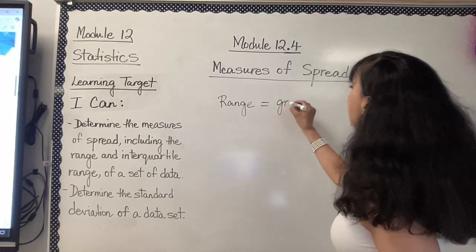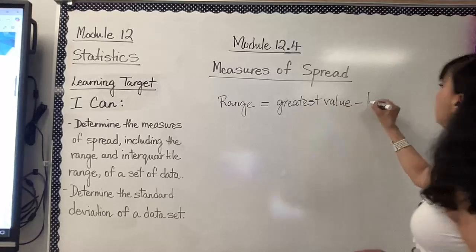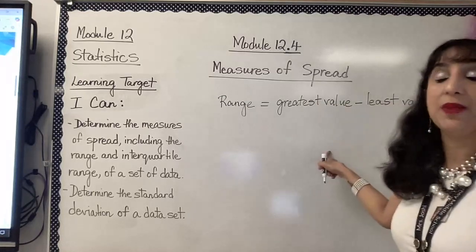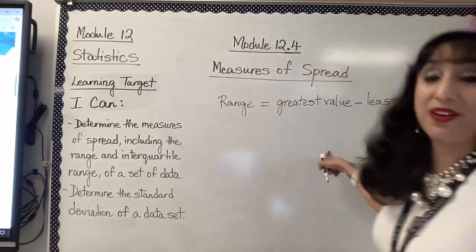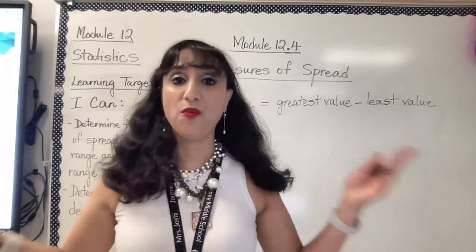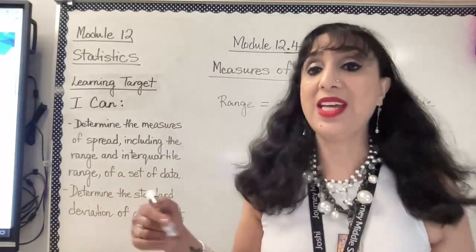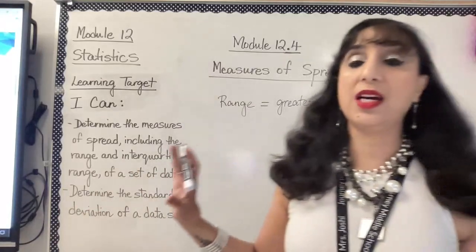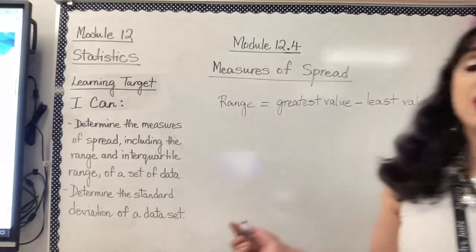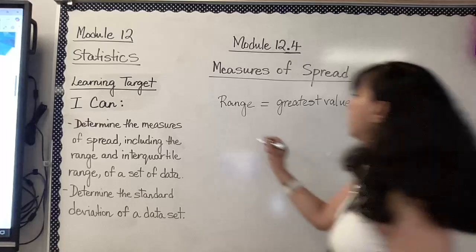Okay, so greatest value minus the least value in the set of data is going to give me range. So that just tells me the spread of the data, from where to where the data are spread out. So I always take the greatest value and I subtract the smallest value from that, and that is what range is. Okay, now let's talk about the next thing, and that is my interquartile range.